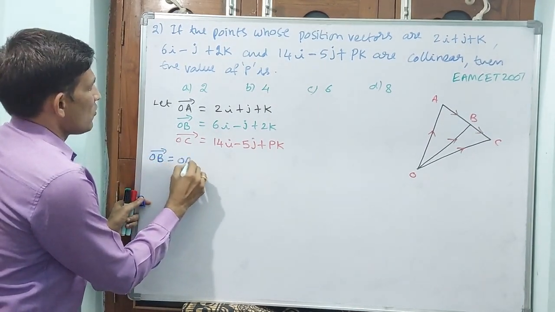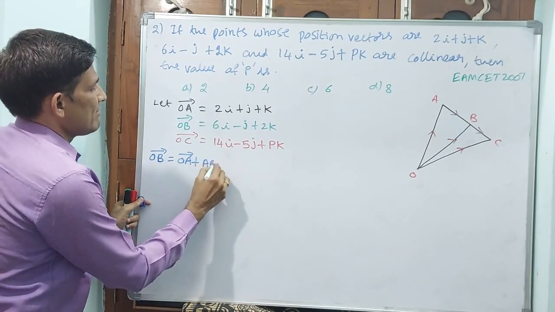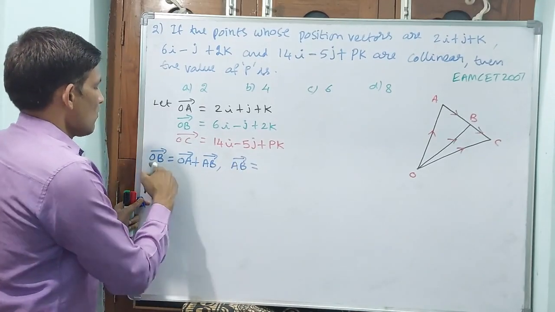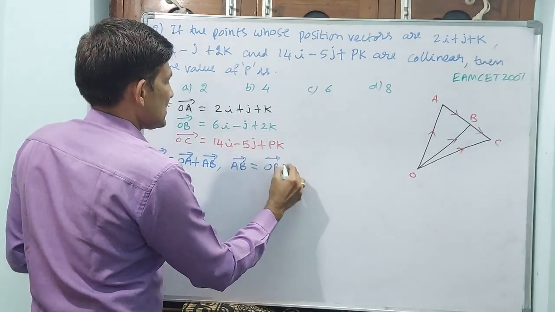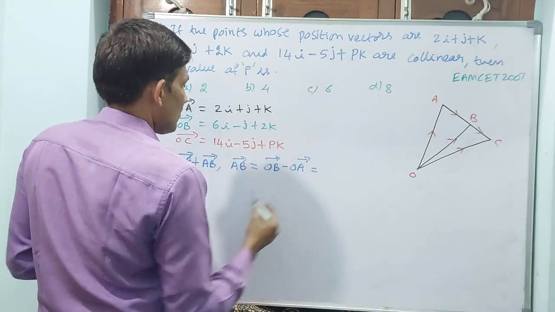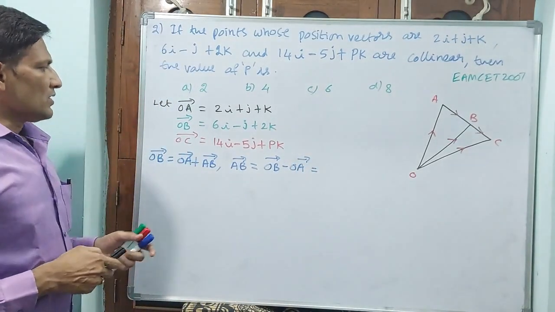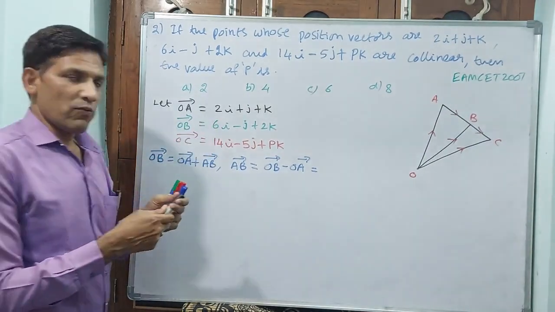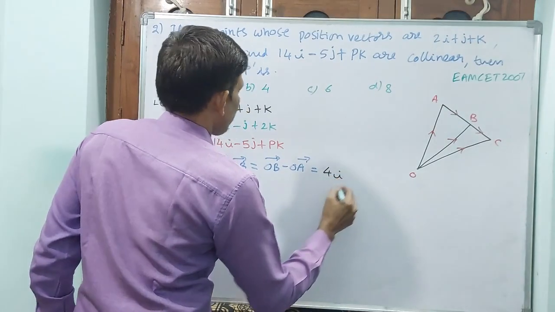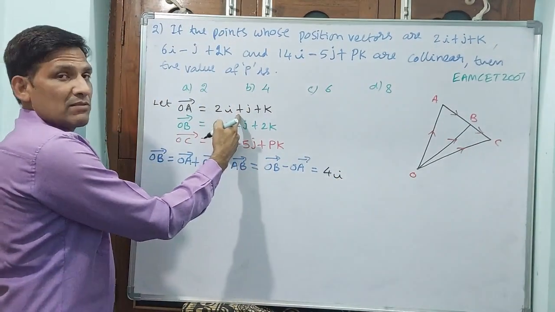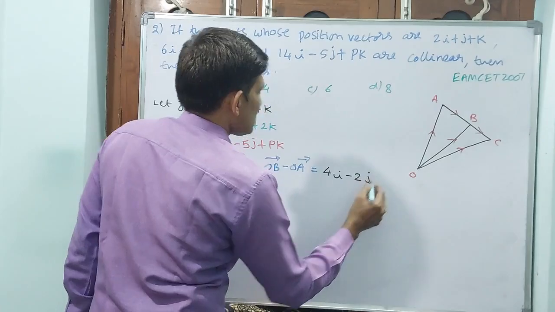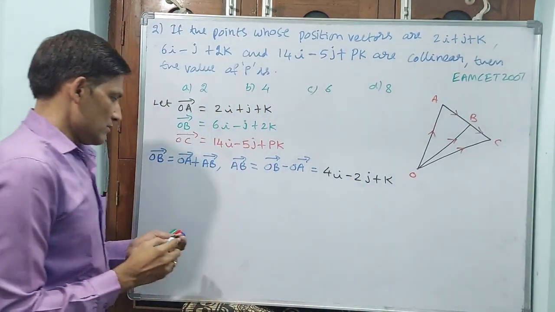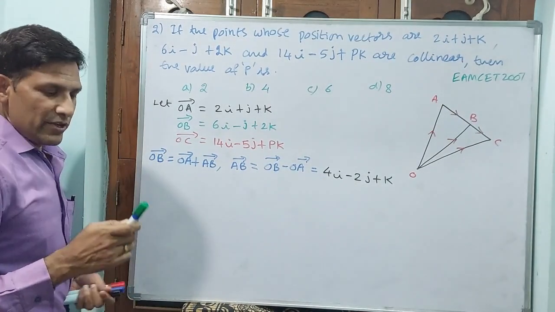OB is equal to OA plus AB, so AB is equal to OB minus OA. One step I am jumping, directly I am writing. OB minus OA means 6 minus 2, 4i, minus 1 minus 2j, 2 minus 1, 1k or k. This is AB. Don't forget AB.